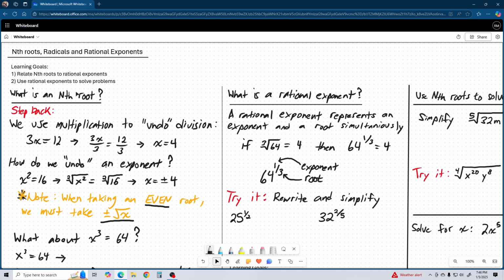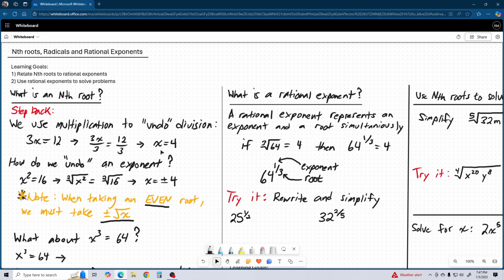All right, so to understand what an nth root is, let's take a step back. When we think about multiplication and division, we use division to undo multiplication, and we use multiplication to undo division, right? So if we look at this problem here, we have 3x equals 12. We know that we would divide both sides by 3, so in this case we're using division to undo multiplication, and we would get x equals 4.